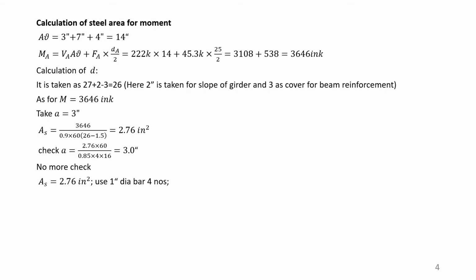This 25 in this MA equation is to be explained. FA is 222 kip, and AB is equal to 14, and this 43.5 is FA.